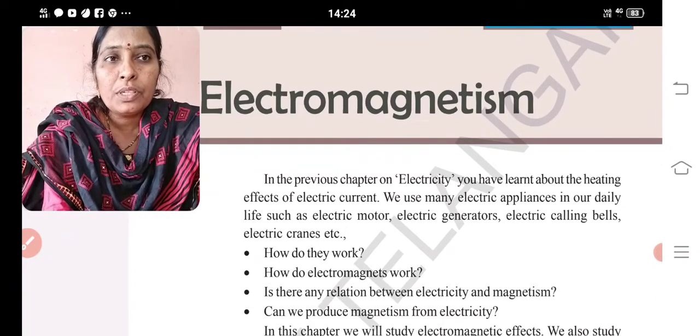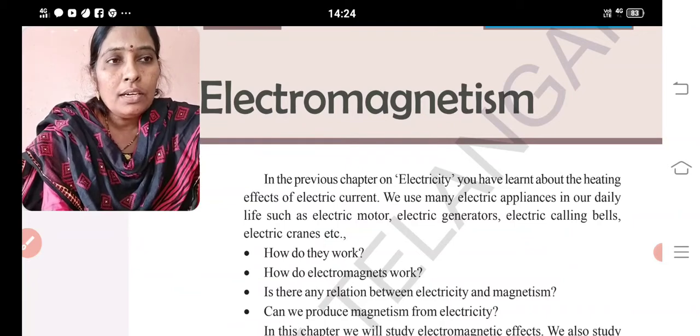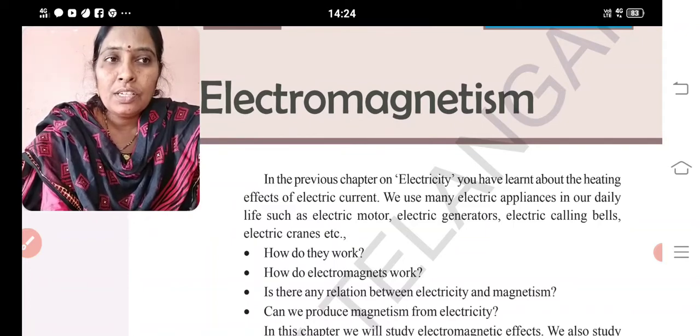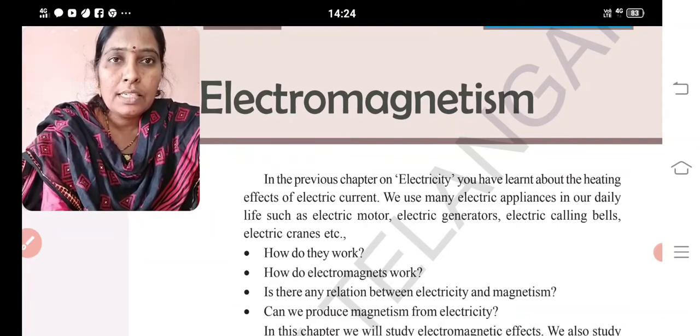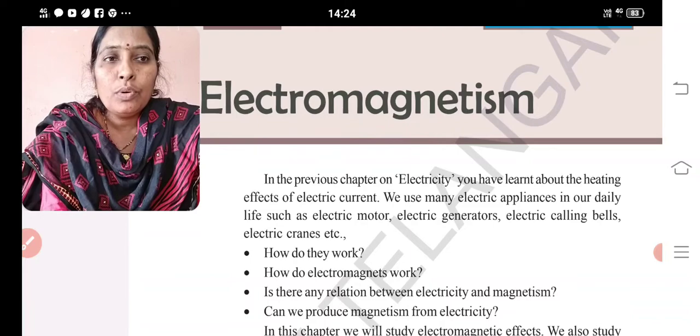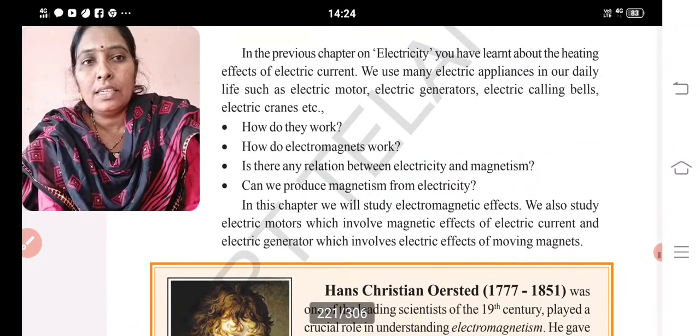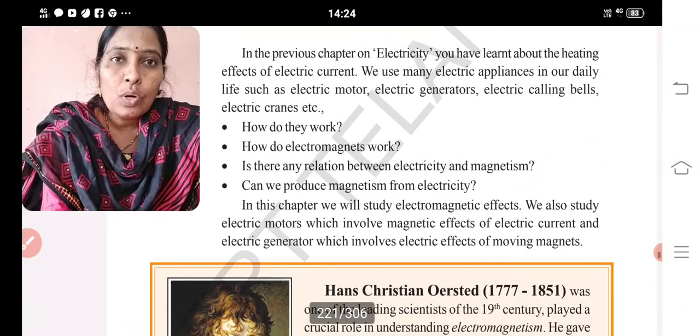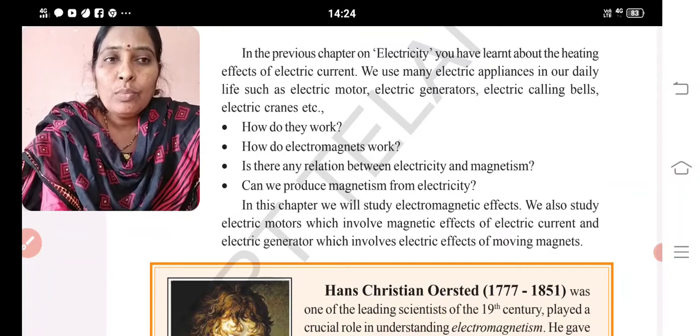In the previous chapter on electricity, you have learned about the heating effects of electric current. We use electric appliances in our day-to-day life, such as electric motors, generators, calling bells, electric cranes, etc. How do they work? How do electromagnets work? Is there any relation between electricity and magnetism? How can we produce magnetism from electricity? So in this chapter you are going to learn the relation between electricity and magnetism.